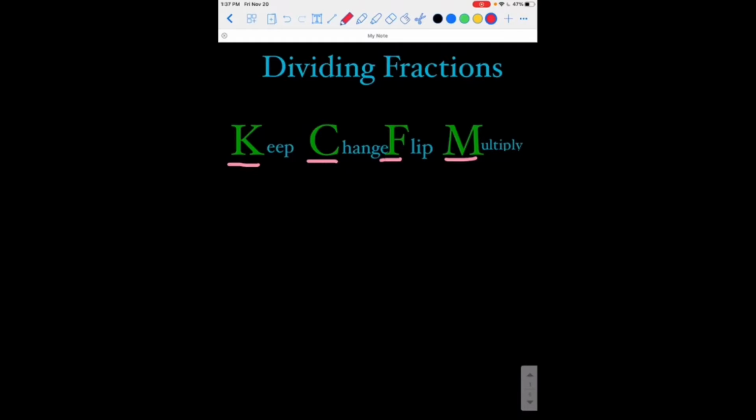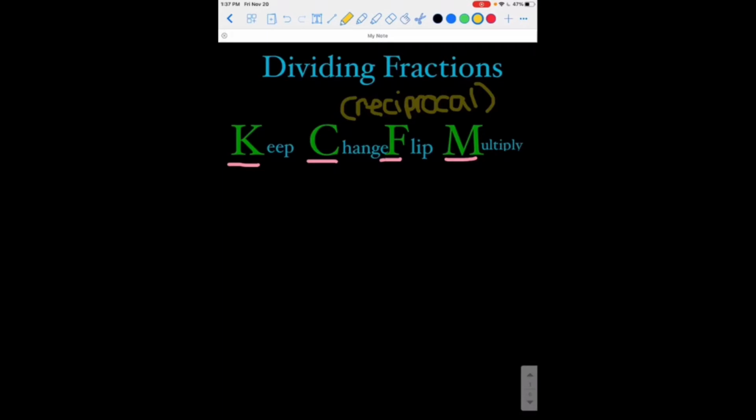Before we get started, I want to clarify something real quick. I want to explain what flip really means. When I say flip, it is pretty much just saying reciprocal. So what is a reciprocal? Many of you may not know what a reciprocal is. A reciprocal is pretty much switching the denominator and the numerator.